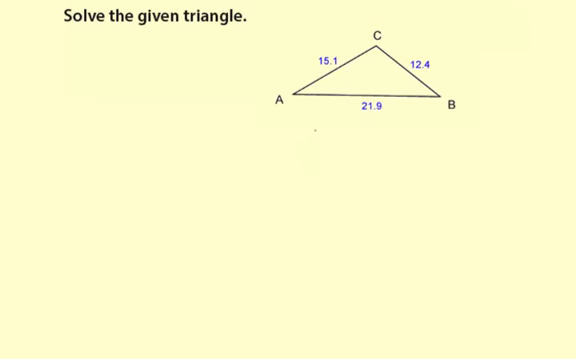Solve the given triangle. So here we have triangle ABC, and we're given side, side, side, which is a law of cosine criteria. So we're going to apply the law of cosines first, and then we'll apply the law of sines and continue solving the triangle.